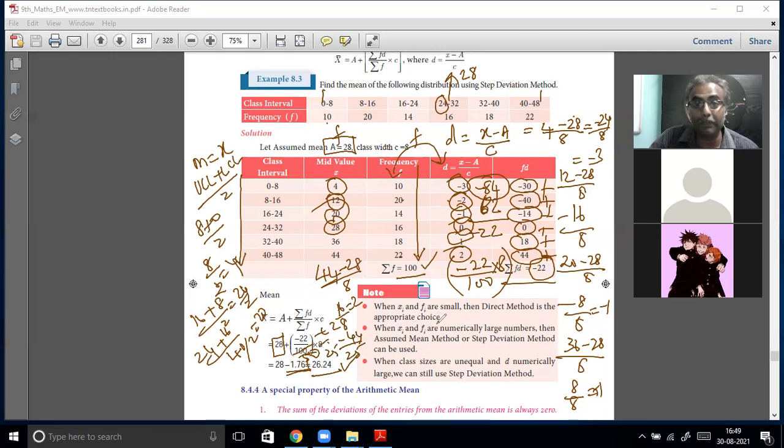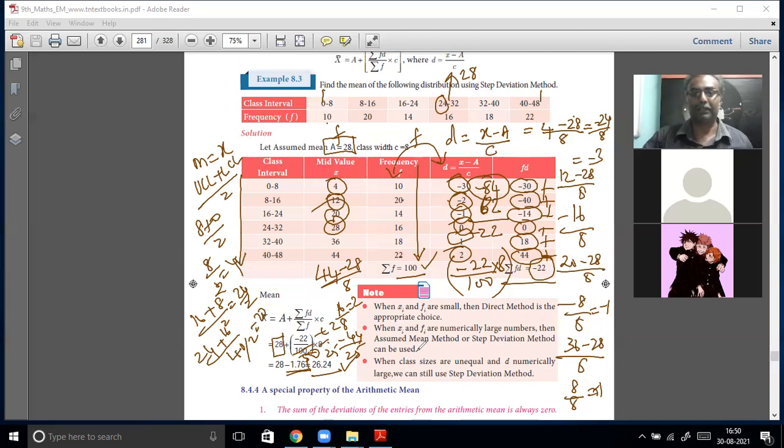But when x and f are numerically large numbers, then assumed mean method or step deviation method only should be used. Don't use your step deviation method when the numbers given are very small. It's unnecessary, overkill. It's like taking a nuclear bomb in order to kill one single lion. One single lion you can kill with a gun itself. No need for a nuclear bomb like that. Don't use assumed mean method and step deviation method when the numbers given are very simple; you can just add up mentally, and divide by whatever n.